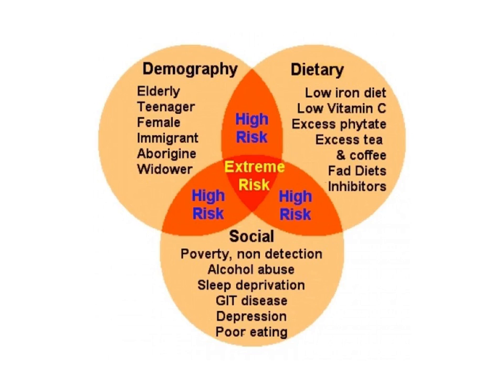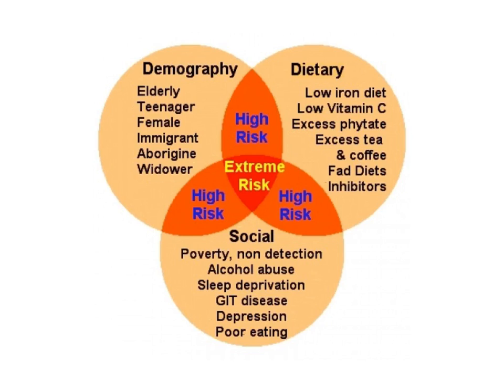If we then couple that with some dietary risk factors such as a low iron diet, as may be found in vegetarians or vegans, low vitamin C intake, excess tea and coffee, fad diets, etc., as we'll cover in a moment, you can see that we could increase the risk to a high level. If demography and dietary risk factors were put together with social risk factors as well, such as alcohol abuse, depression, poor eating habits, you could end up in the situation of having an extreme risk of iron deficiency anemia.